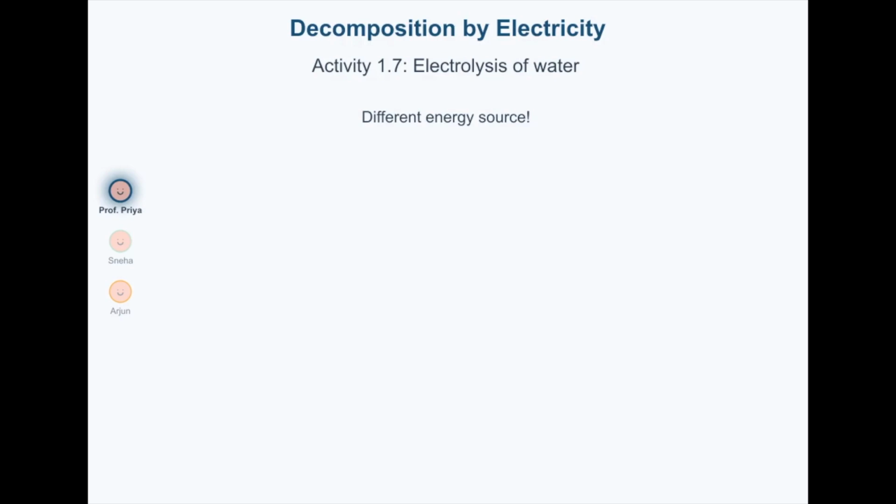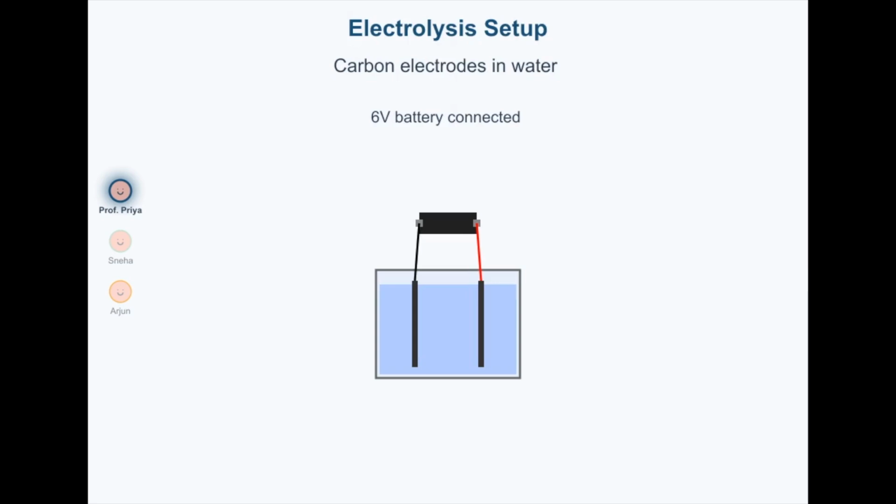Perfect. Now let's see decomposition caused by a different energy source: electricity. Activity 1.7: Electrolysis of water. We have carbon electrodes in water with a few drops of sulfuric acid connected to a 6-volt battery. Professor, I can see bubbles forming at both electrodes as soon as we switch on the current.